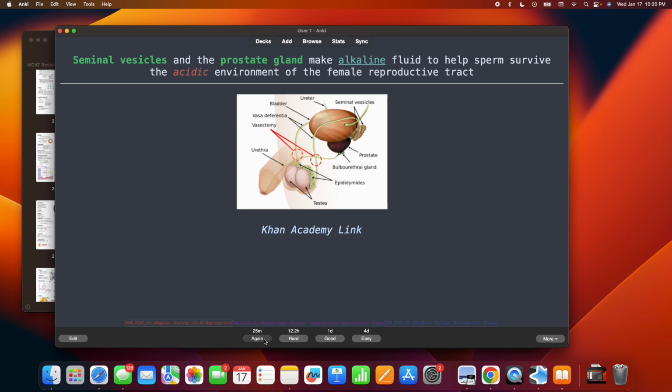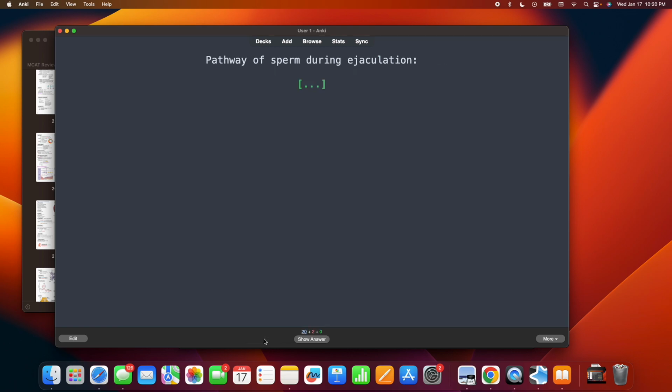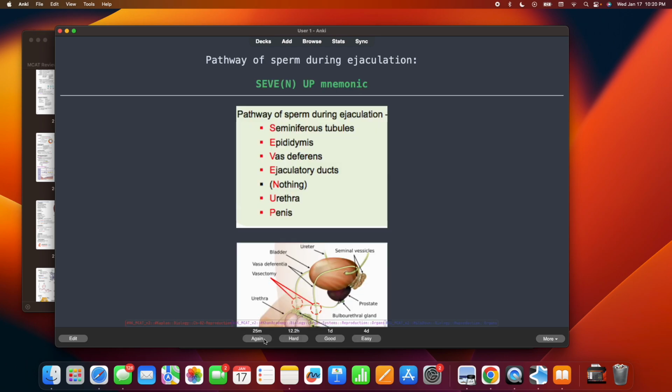So this we didn't get, we do it again. The pathway of sperm during ejaculation is seminiferous tubules, epididymis, vas deferens, ejaculatory duct, urethra, and penis.